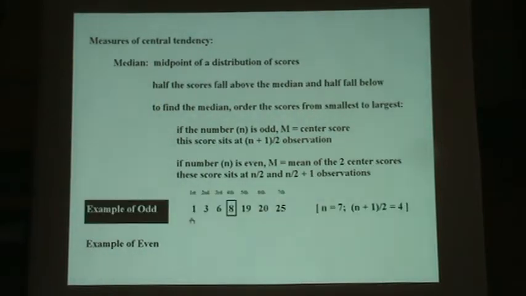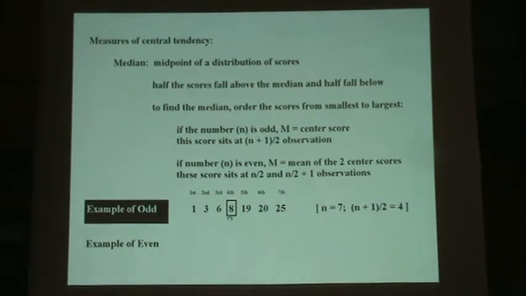Here we have a distribution of 7 scores. 1, 2, 3, 4, 5, 6, 7. We can tell by visual inspection that the middle score is 8, because 3 scores fall below it and 3 scores fall above it. But if we had a very large data set, maybe 1,200 pieces of data, it would not be easy to do that.